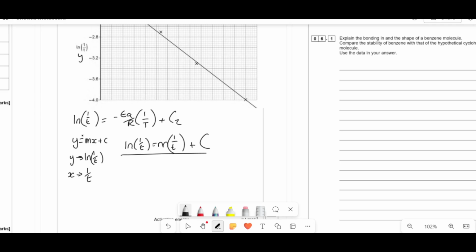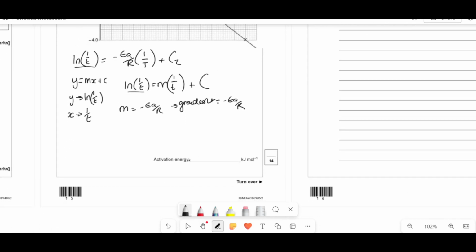Now compare this to what they've given you. This matches, this matches. Can you see the 1 over t here and the 1 over t here? Can you see how that must be m then? So m in this example must equal minus Ea over R, and that c2 is also the c here. So if m is minus Ea over R, that means our gradient equals minus Ea over R, because that's what m is. And now we're getting a step closer.